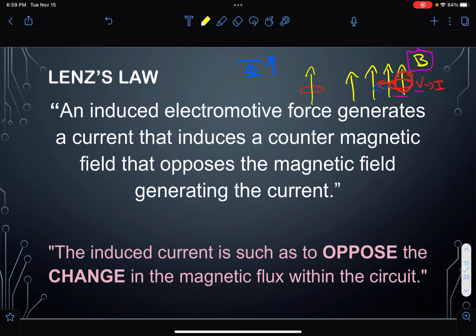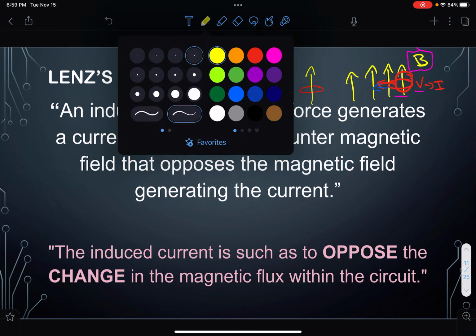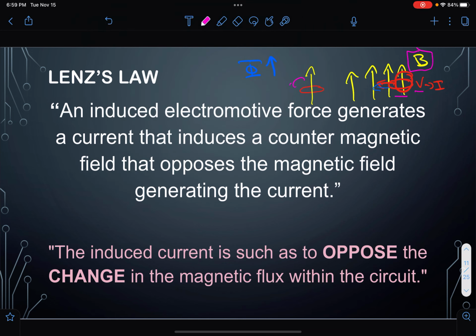Okay, so this is where we're going to use our right-hand rule. You're going to point your thumb up, which means that our current in a regular situation should be going counterclockwise. So that means that current would be going in this direction. However, because our flux is increasing, we have to do the opposite thanks to Lenz's law.